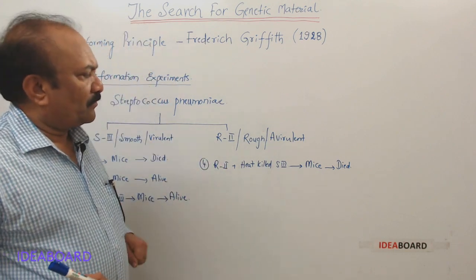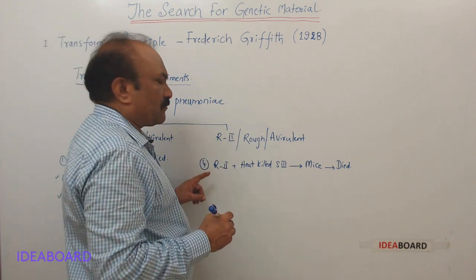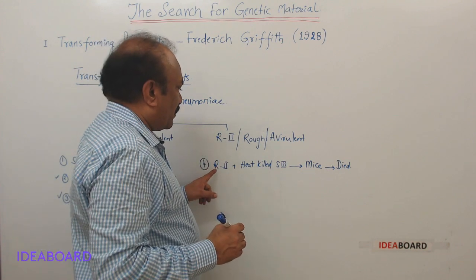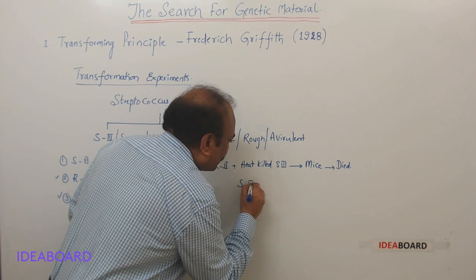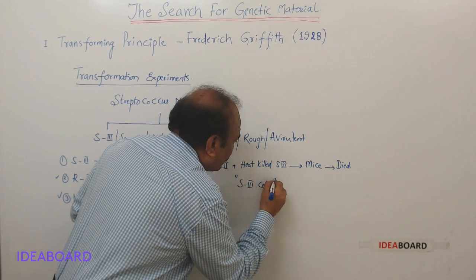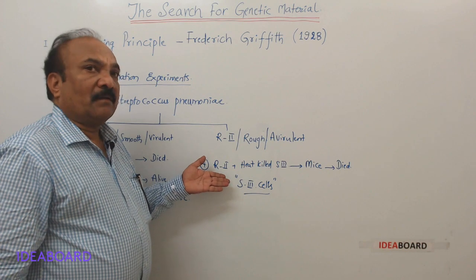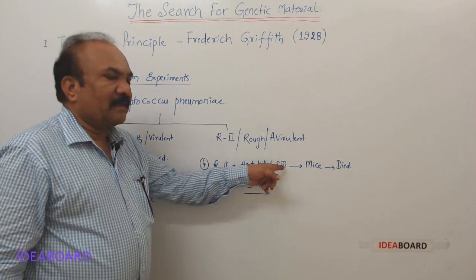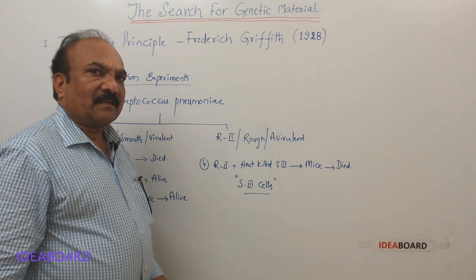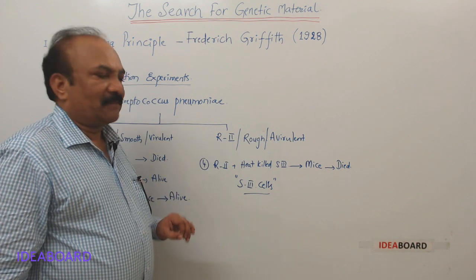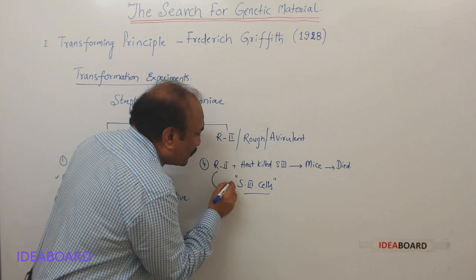Now he did a post-mortem on these dead mice. What cells should he recover? You would expect R2 cells, but to his surprise he recovered living S3 cells. There are actually no living S3 cells in the mixture, because those are heat-killed, and he should have got R2 cells. Instead, he got living S3 cells. From this, he concluded that these S3 cells are none other than the R2 cells.